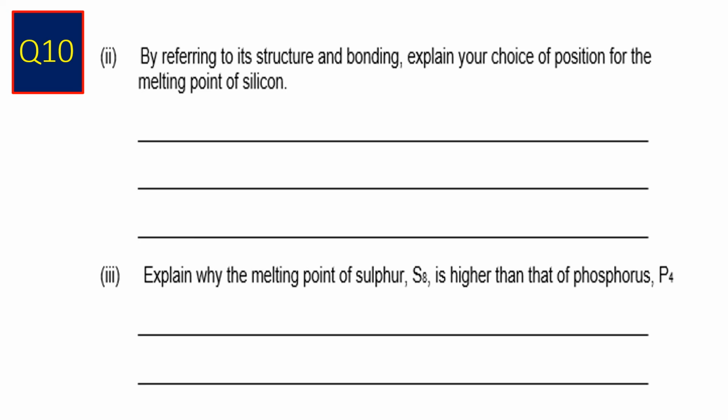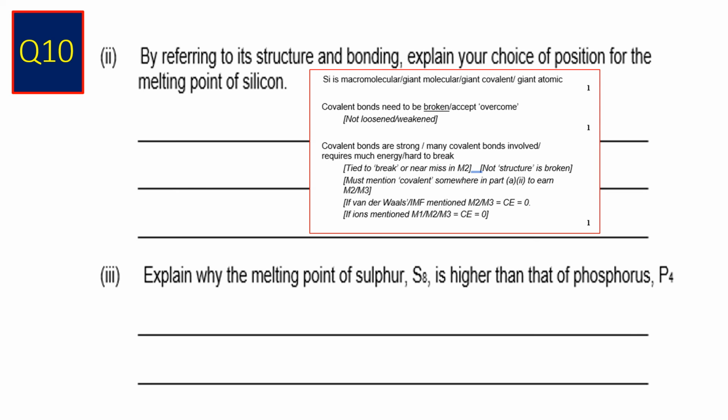So, by referring to its structure and bonding, explain your choice of position for the melting point of silicon. Now you can see, hopefully if you got this first part right, that silicon has a really high melting point. So you need to be thinking about the energy needed to overcome those forces of attraction. In this case, they're covalent bonds. So silicon is a macromolecule or giant covalent structure. Lots of different ways you could phrase that. And there are many covalent bonds that need to be broken or overcome, and it requires lots of energy to do that.